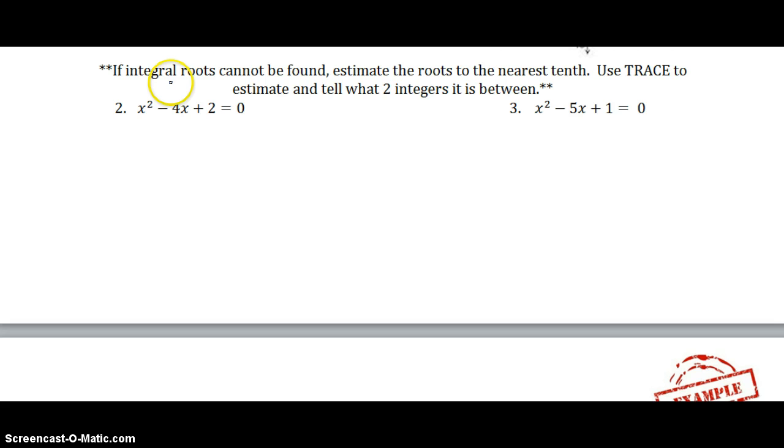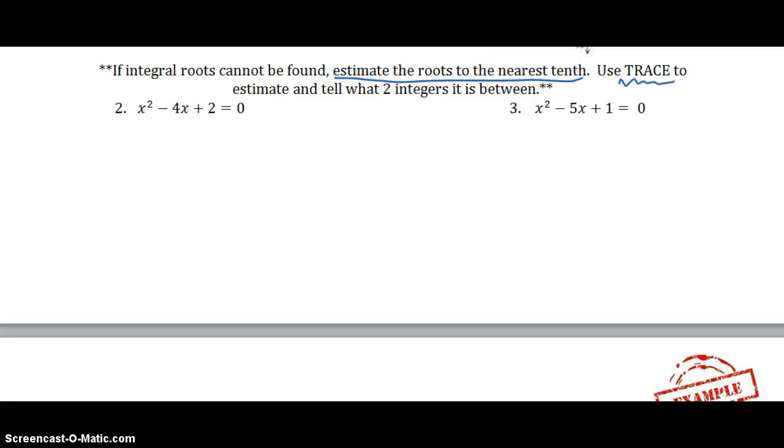All of our roots so far, if there have been roots, they've been integers. They've been integral roots. But if there's not an integral root, if it cannot be found, then we have to estimate the roots to the nearest tenth. And that's where the trace button on your calculator is going to come in very handy. So let's go ahead and practice putting this in our calculator and using our trace button to find our roots.